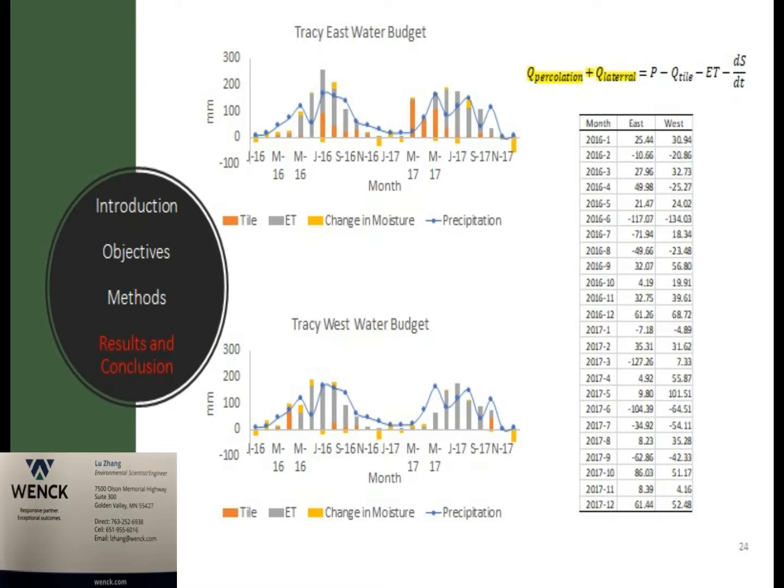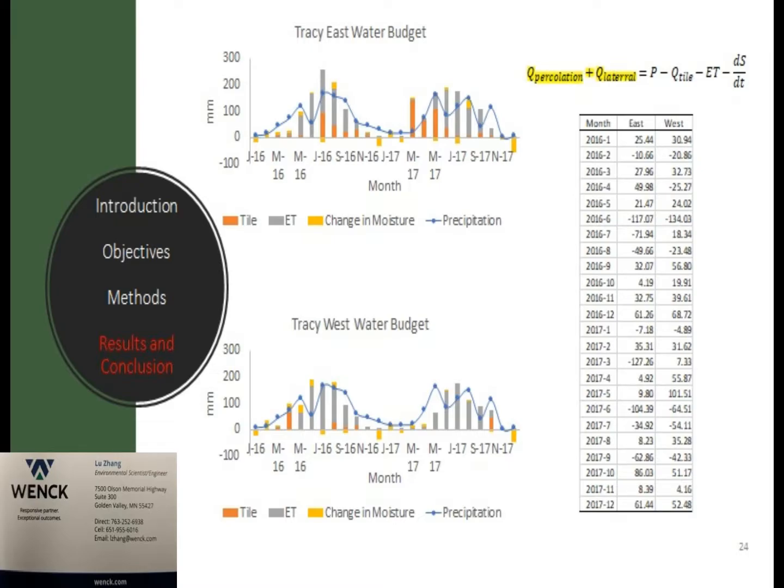And the change in soil moisture, the yellow ones you can see that are below, because the change is a monthly change. You take the end of the month soil moisture minus the beginning of the month, so it could be negative or positive. If you go back to the water balance equation with the two unknowns, percolation and lateral flow rate, move them to one side of the equation and solve for those. It takes the precipitation minus tile flow minus ET minus the change in the soil moisture.